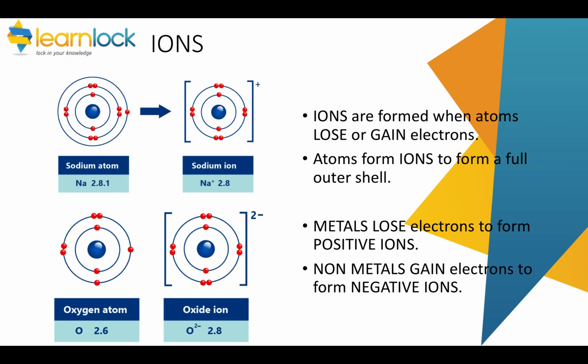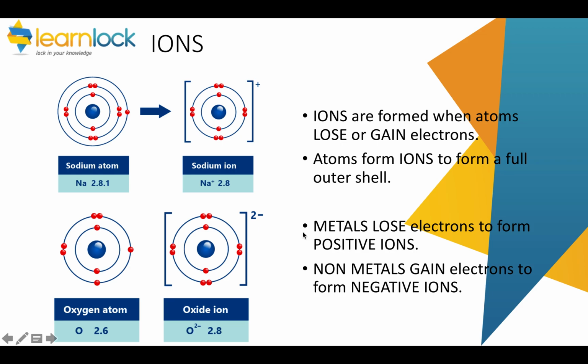First of all, what are ions? Well, ions are formed when an atom loses or gains electrons. If you remember, an atom loses or gains electrons in order to become full. Metals always lose electrons. Because electrons have a negative charge, if you lose electrons, then the atom becomes positive. Non-metals gain electrons, and so they become negative.